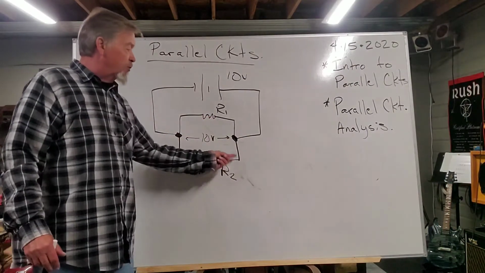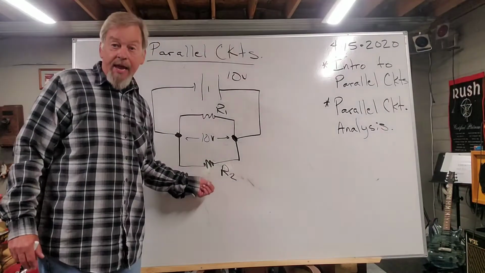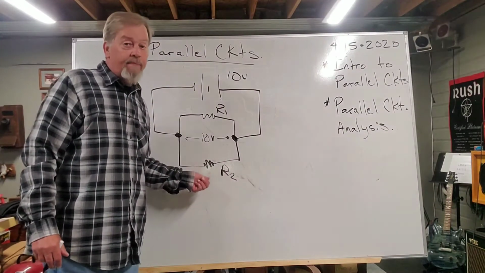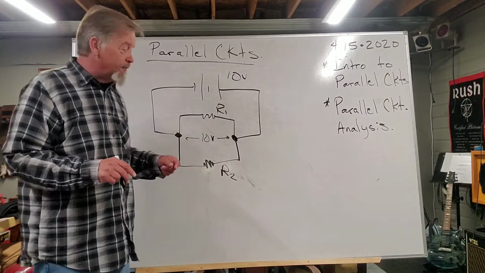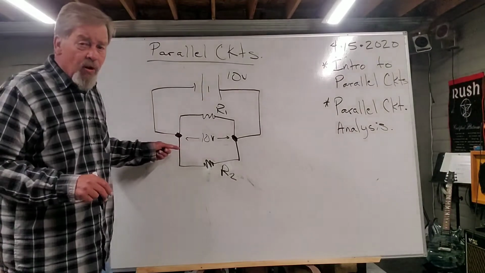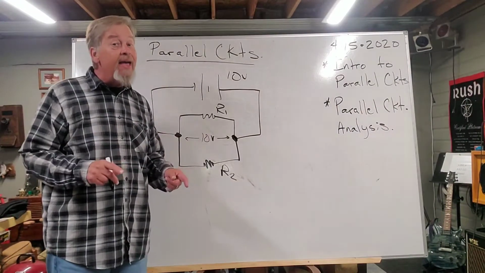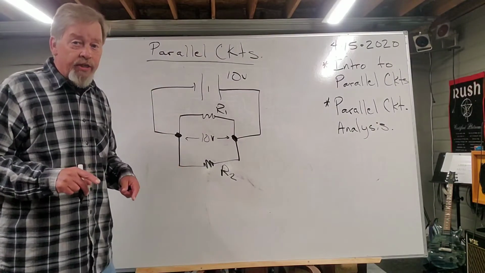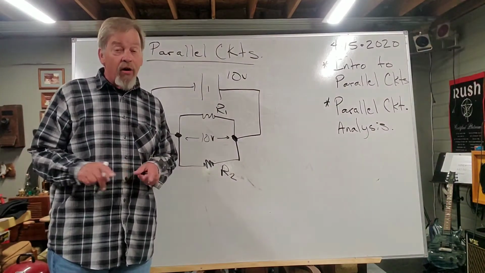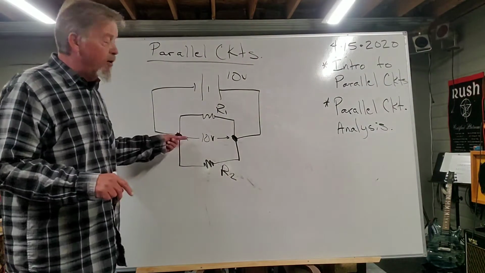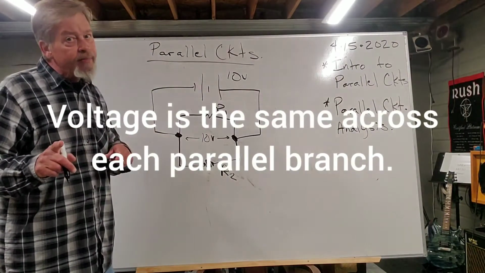Even if I hook another resistor up to those same 2 points, I'm going to have the same 10 volts across that path. So voltage being the difference between 2 points, and if I'm connecting components up to those 2 points, I'm going to have that same voltage across each one of these paths. So unlike in series where current was the same, here in parallel, voltage will be the same. So that's the next point.